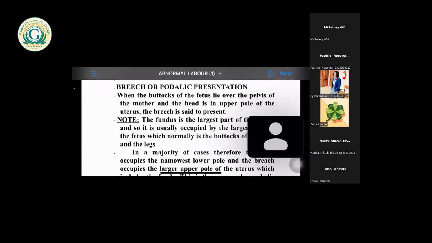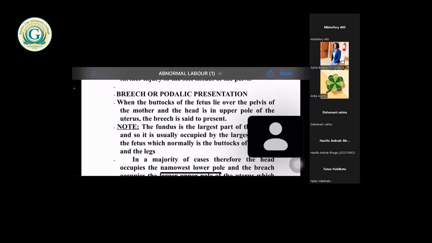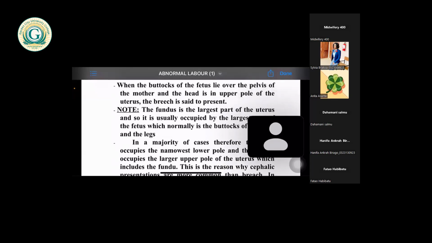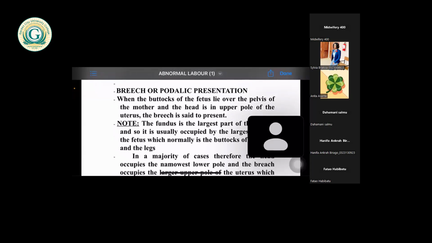Sisters, please, can you hear me? Yes, we can hear you. Okay. The directive from Hadia was that we are to start from the breech presentation. So she said we should discuss later on, and she will join us. It's a group forum for discussion.